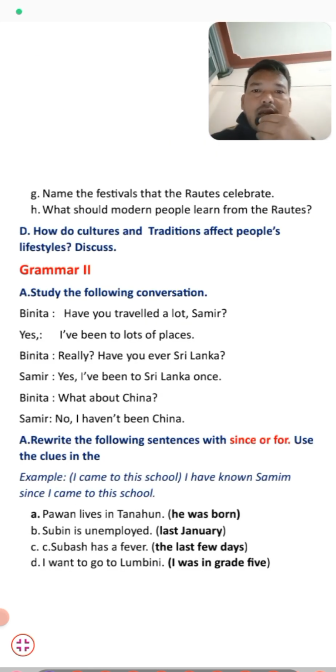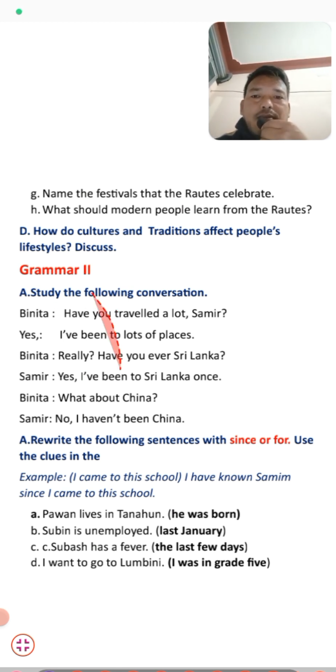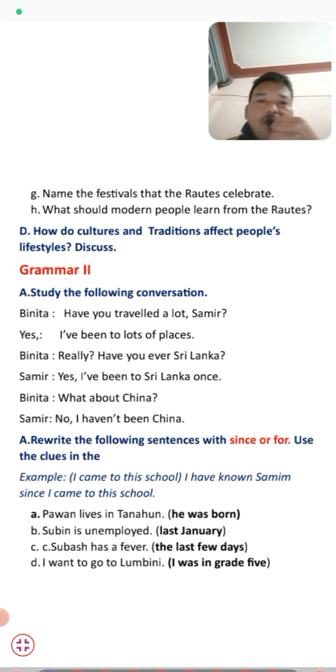Here we have grammar part two. In the grammar part, students, we have a few lines of conversation, and first we have to study the following conversation among some people. Here is a conversation between Benita and Samir.